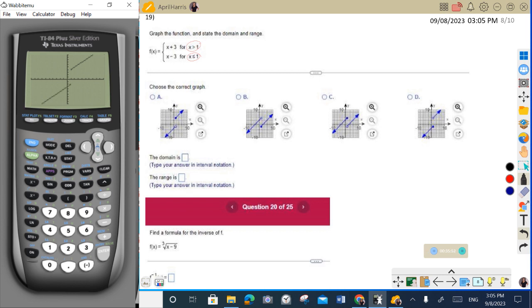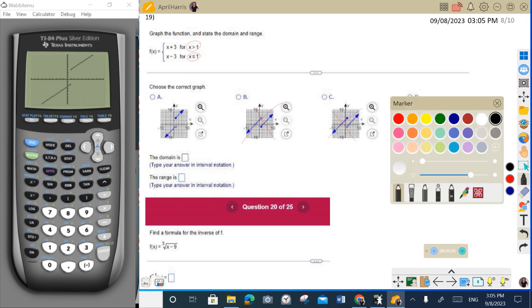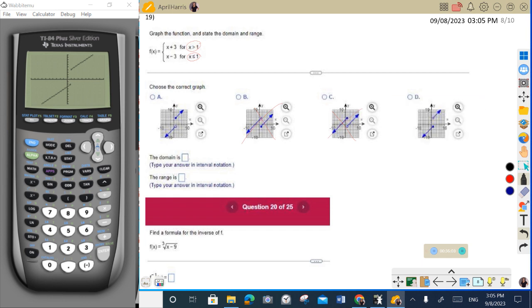Okay, so we know it's not B, and we know it's not C. All right, it possibly could be A or D. It depends on the closed circle, open circle. So notice, this is the closed one. It's going with the line y equals x minus 3. Y equals x minus 3 is the lower one because it's been shifted down 3. So the closed circle should be here. So the answer is D.